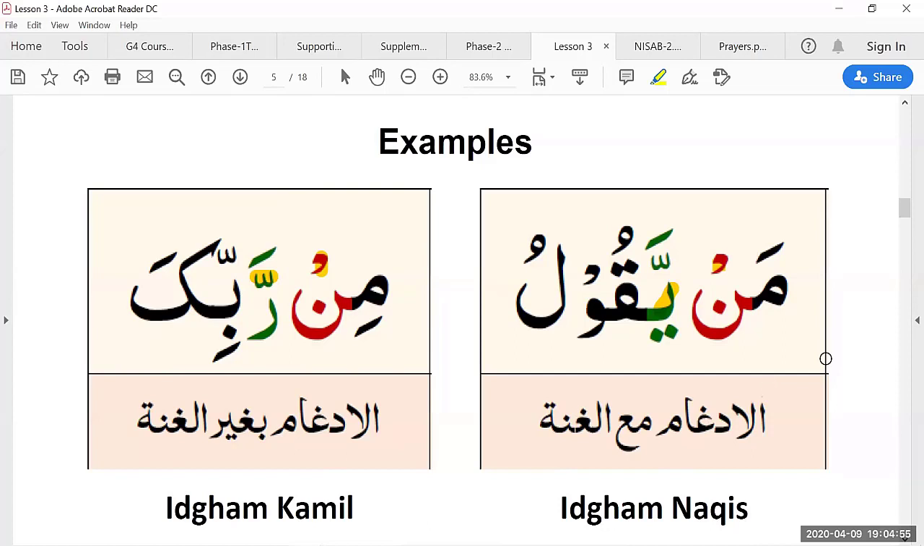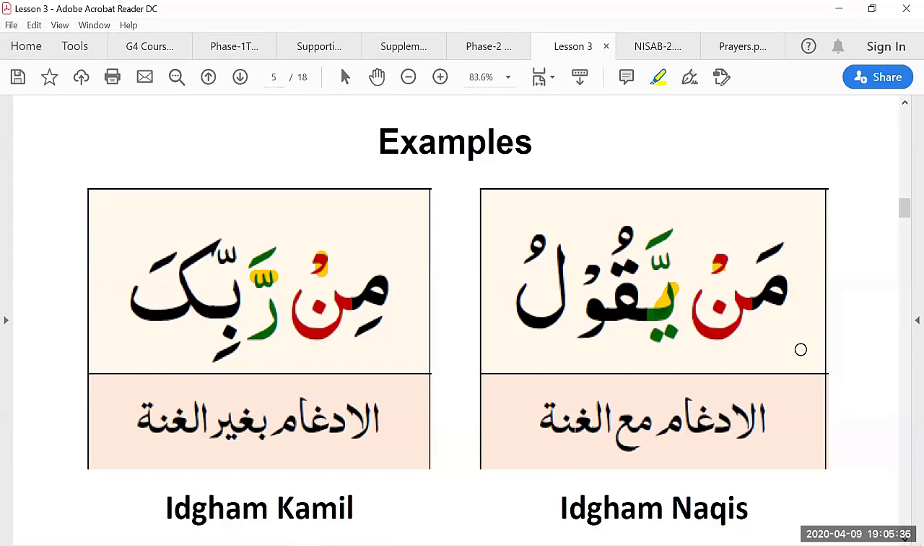Now I am going to read these words, and I would like to request all the students to please repeat after me. Bismillahir Rahmanir Rahim. Man yaqulu, min rabbika. All right.